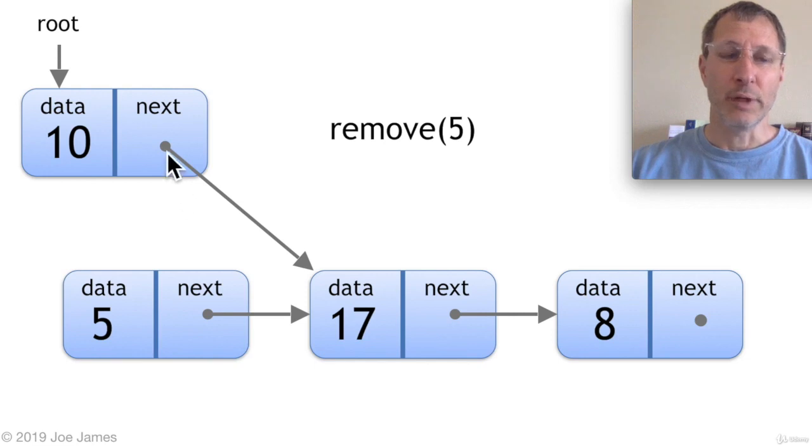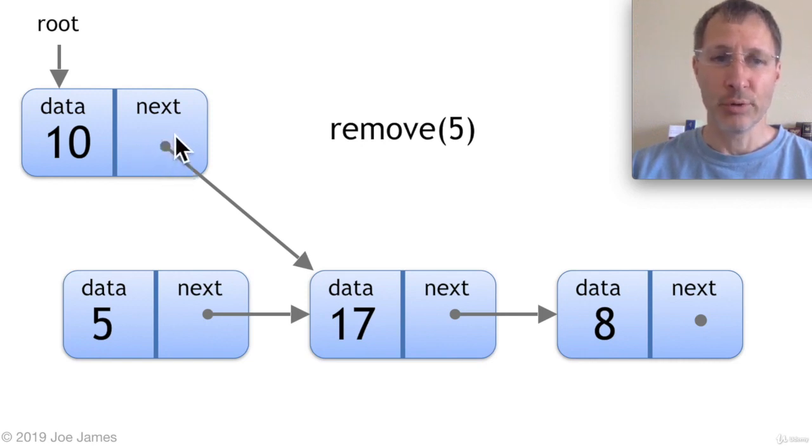Pretty easy to remove it. We take the previous node to this 5. We change the previous node's next pointer to 5's next pointer. In other words, see 5? The next node is 17. So we just change 5's previous node, which in this case is the root, the 10. We change that next pointer to where 5's next pointer goes.